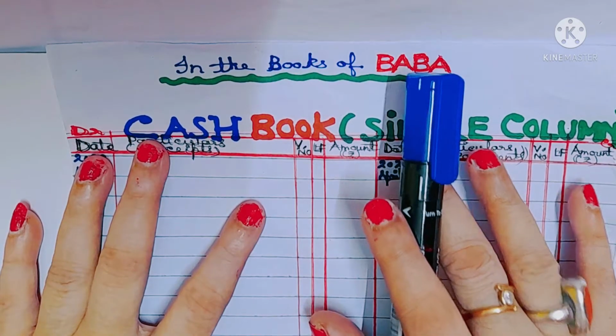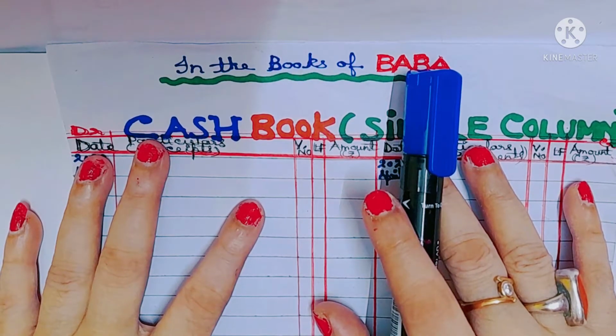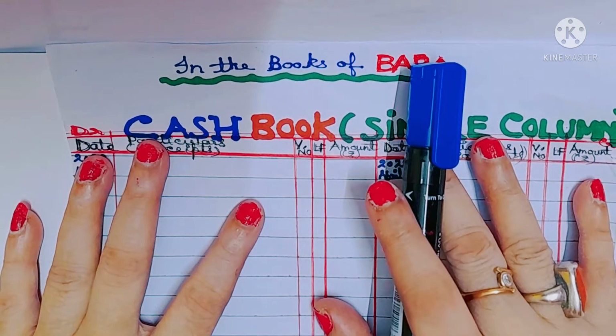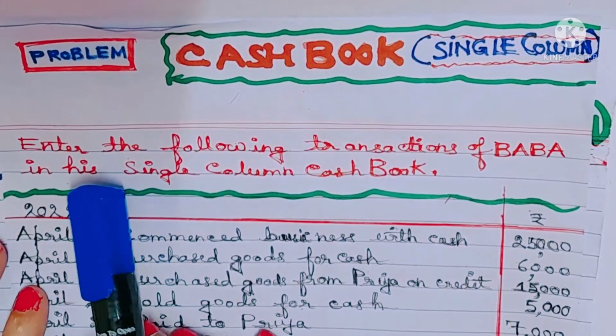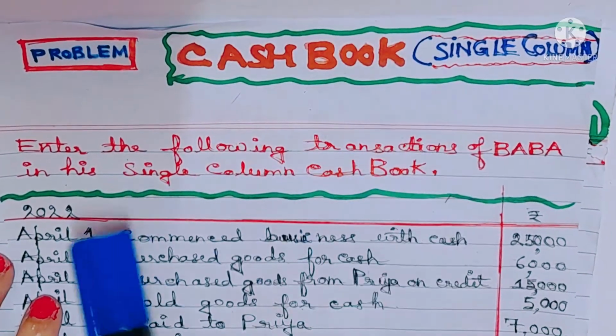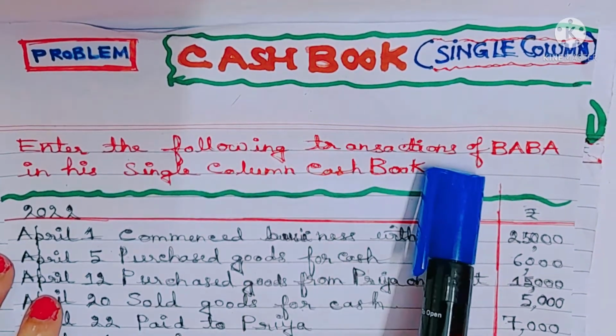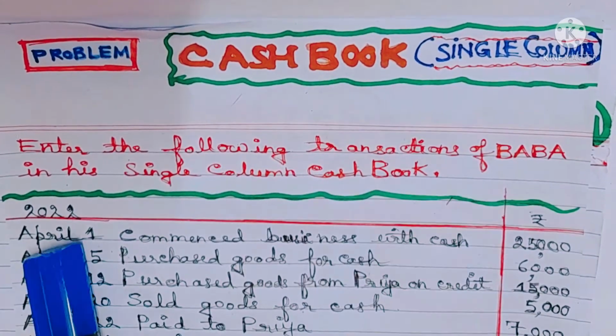In this video, I am going to discuss how to solve a single column cash book problem. So let's get started. So let's go through the problem. Cash book single column. Enter the following transactions of Baba in a single column cash book.